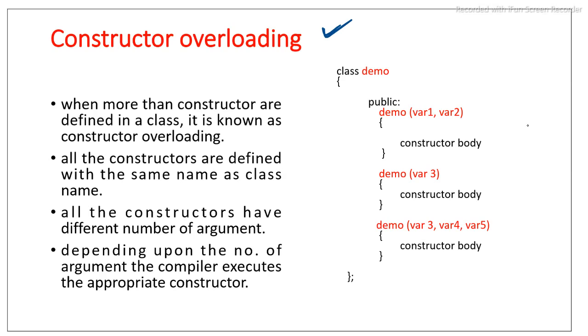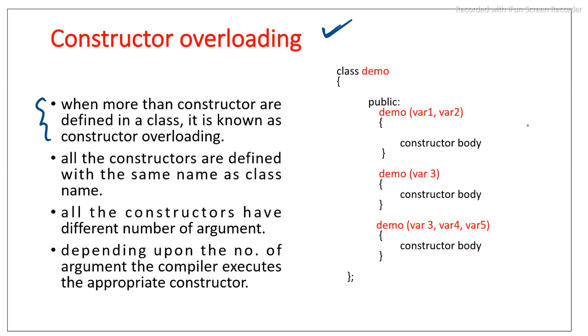So basically, when more than one constructor is defined in a class, it is known as constructor overloading. We know that multiple functions with the same name and with different parameters, or a different number of parameters, are overloaded. Similarly, here also, when more than one constructor, and obviously the constructors have the same name, is defined in a class, it is known as constructor overloading. All the constructors are defined with the same name as the class name.